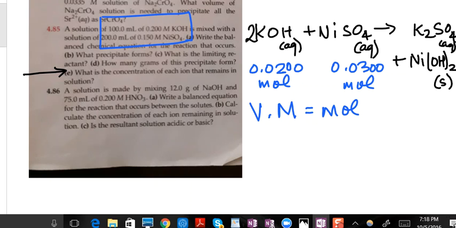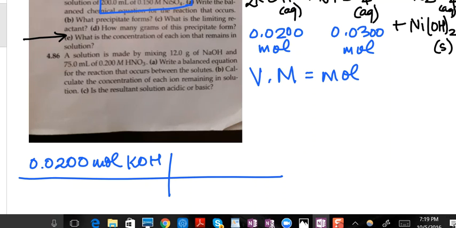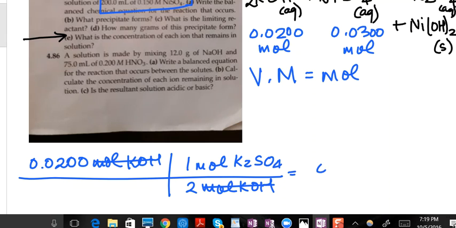You might have already solved this, but I need to do this in order to go ahead. In order to do limiting reagent stuff, what we're going to do is to find out how much potassium sulfate we're going to form from each. So basically 0.0200 moles of KOH is going to form how much? Let's see. Our molar ratio is 1 mole potassium sulfate to 2 moles KOH. Okay? And that tells me how many moles of potassium sulfate I'm forming. That's going to be 0.0100 moles potassium sulfate.